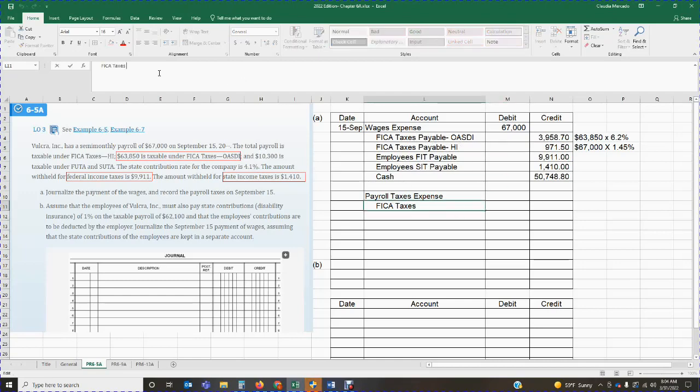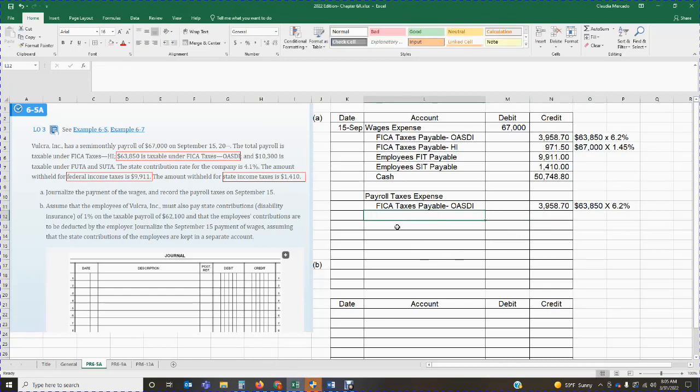So we have FICA taxes payable. The employer has to pay FICA taxes and it's a match. Whatever the employee puts in, the employer puts in as well, okay? For the employer's portion of the FICA taxes for OASDI, we're going to do the same calculation, 63,850 times 6.2%, and that will give us the same amount up here, 3,958.70.